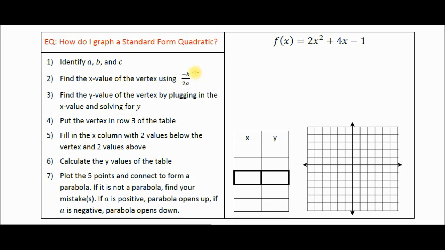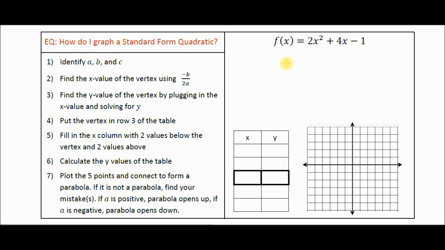Class, I want you to learn this process, because it looks like it's a long process, but it's actually fairly quick, and when you get good at it, you can graph a standard form quadratic very quickly. So how do I graph a standard form quadratic? Here is our practice one. f of x is equal to 2x squared plus 4x minus 1.